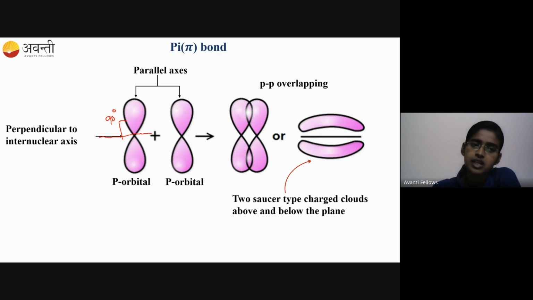Now comparing these two bonds, sigma bond and pi bond, which one will be stronger? Sigma bond will be stronger or pi bond will be stronger? What is your guess? What is the strength of sigma and pi? Which one will have more strength?